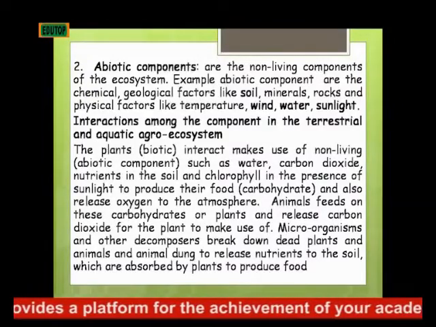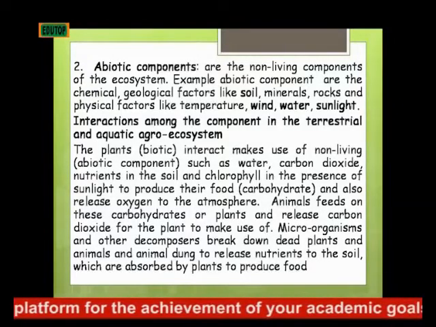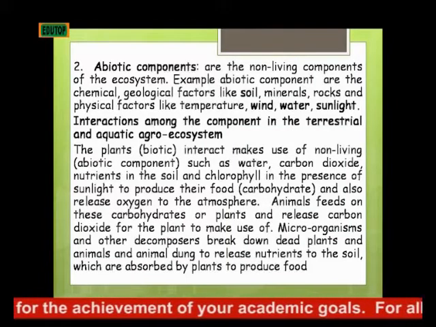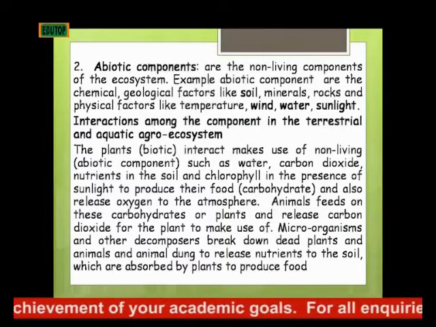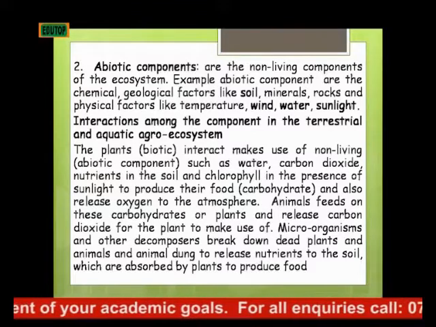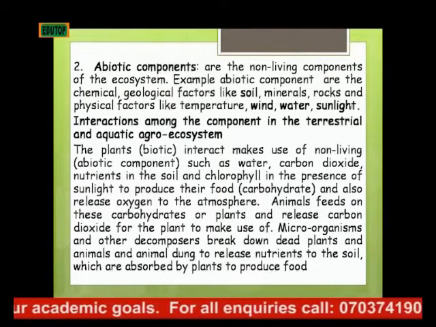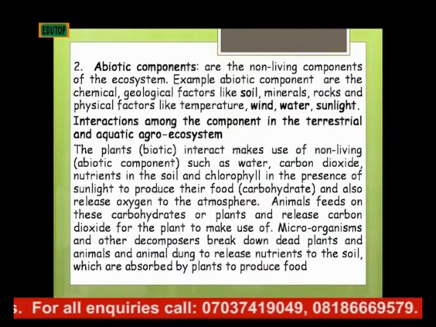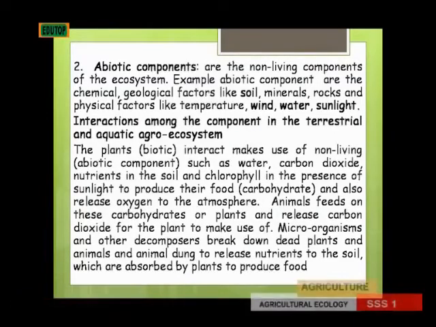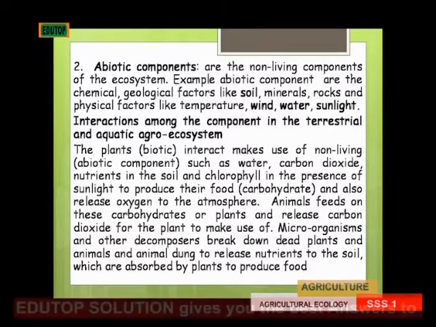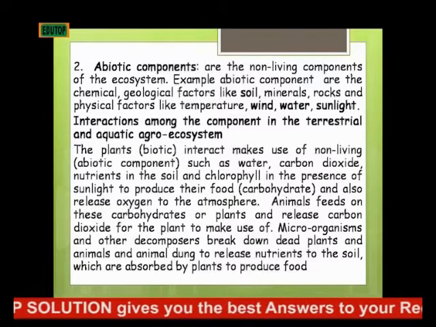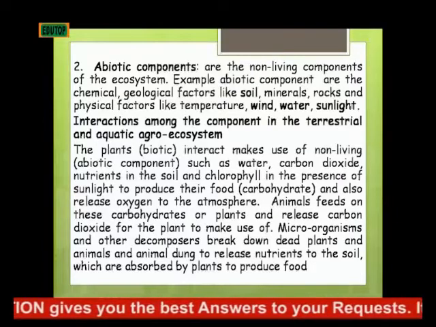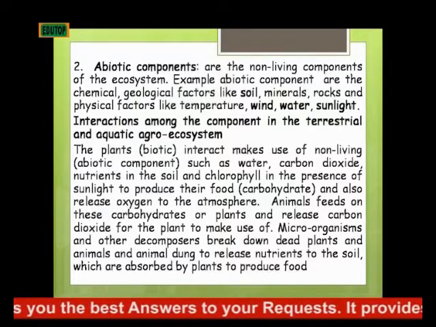non-living, that is the abiotic components such as water, carbon dioxide, nutrients in the soil, and chlorophyll in the presence of sunlight to produce their food, that is carbohydrate, and also release oxygen to the atmosphere. That is the plant, which is a biotic component, in its interaction with the non-living things, that is the abiotic, such as water.